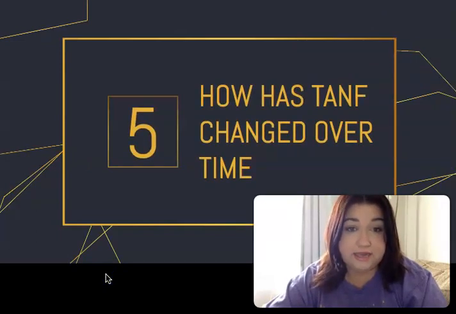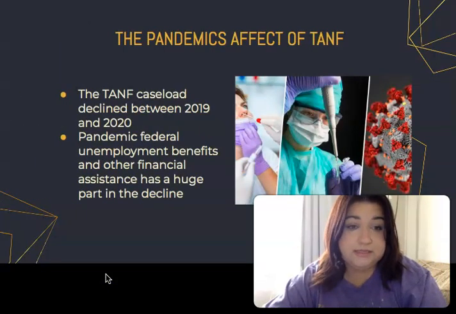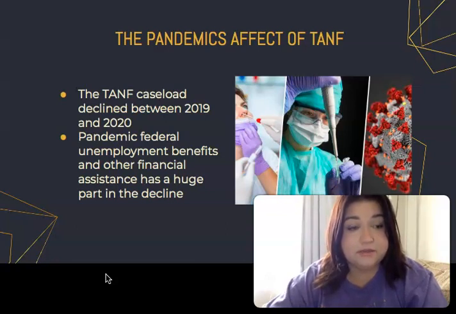Alrighty, the fifth thing is, how has temporary assistance for needy families changed over time? I chose to mainly put the effects the pandemic had on it. So, the temporary assistance for needy families caseload declined between 2019 and 2020. Pandemic federal unemployment benefits and other financial assistance programs had a huge part in the decline. There was a tiny spike of increased caseload in the very early 2020, but quickly changed once the shutdown happened and everyone had to stay home.